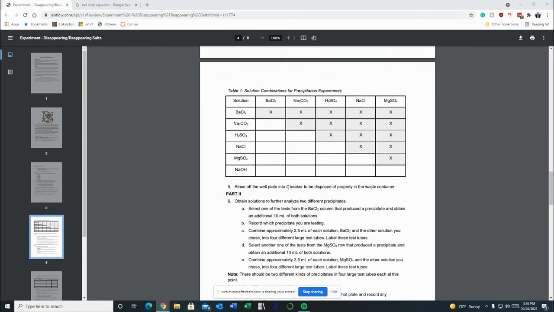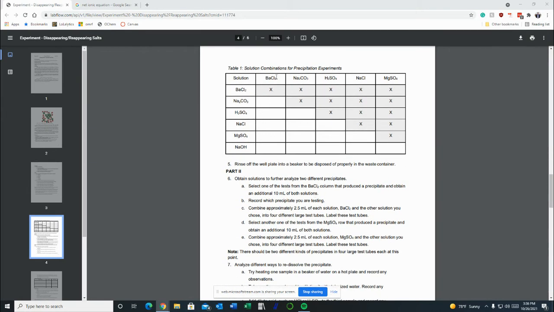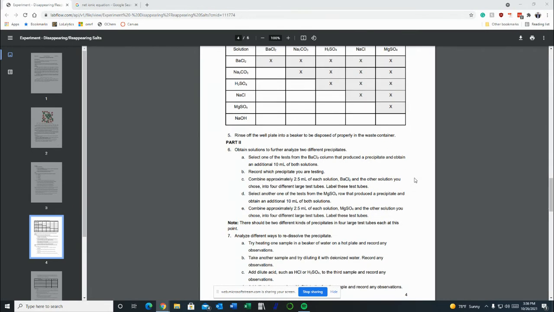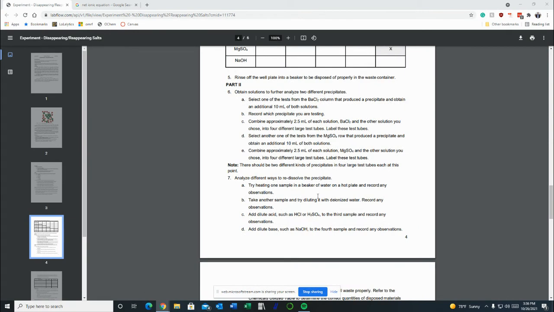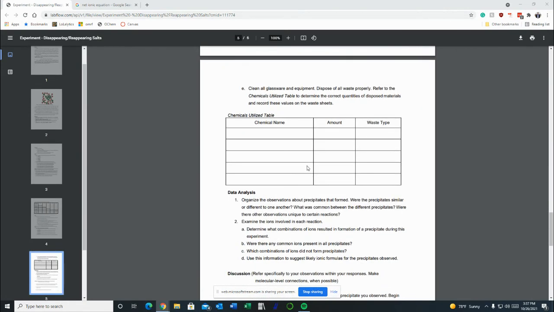And then part two, you're going to take one of your columns from your barium chlorides, one of your columns from your magnesium sulfates, and then you're going to make 4 test tubes for each column, and you're going to test them under various conditions. So you're going to heat it up, you're going to try and dilute it, you're going to add acid, you're going to add base, and you're going to see if you can take that precipitate that had formed initially and see if you can resolubilize it. So that is pretty much your experiment.